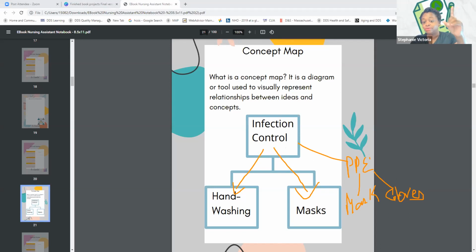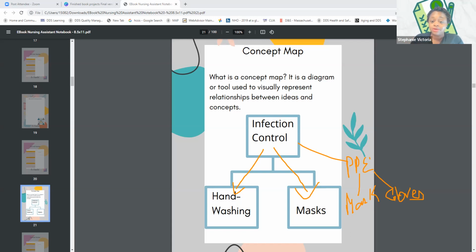Like if it's this, remember your if then. If I'm talking about infection control, then I have to talk about PPE. If I'm talking about PPE, then I have to talk about masks and gloves. And you could see that is easier and better to frame in your mind than kind of rewriting notes or rewriting lectures or rewriting anything.